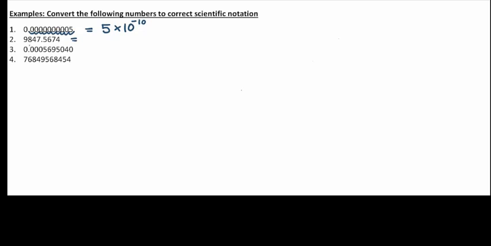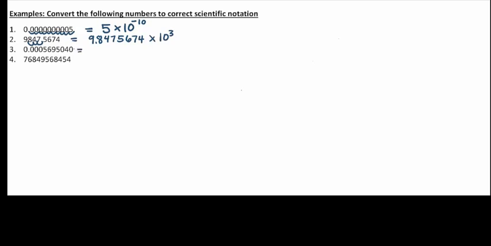This number, 9,847.5674, is not in correct scientific notation. However, I can move this decimal place 1, 2, 3 times. So that would give me 9.847 5674 times, I moved it 3 places to the left, and that is 10 to the third.